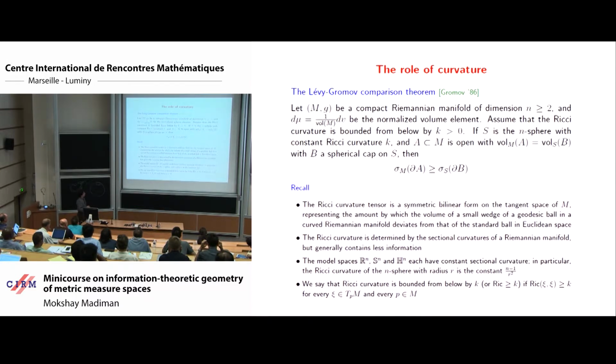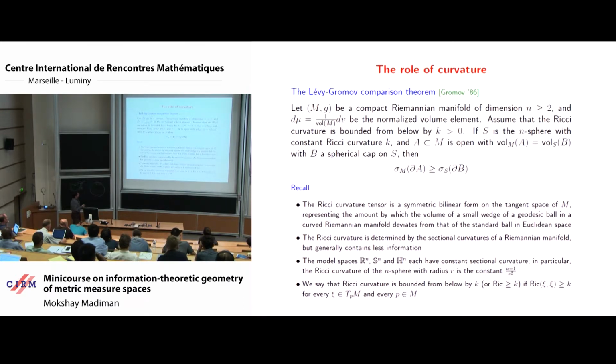So here is a comparison theorem due to Gromov, which is called the Levy-Gromov comparison theorem. If M is a compact Riemannian manifold of dimension n at least 2, and you take mu to be the normalized volume element, so this is compact, so it has finite volume, and you divide the volume element by the volume of M, so this is now a probability measure. Assume that the Ricci curvature is bounded from below. I'm going to mention what Ricci curvature is for those who have not seen it, because I know, as I said, that we have a diverse audience.